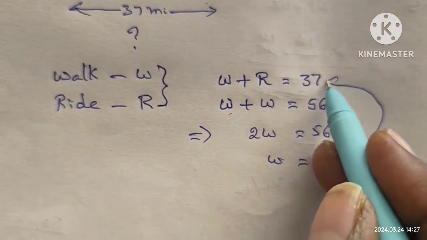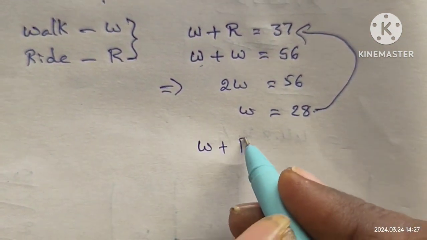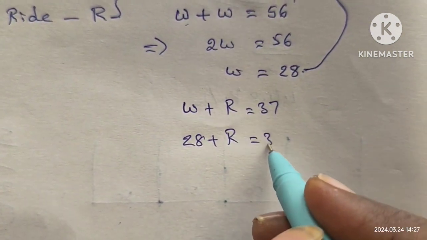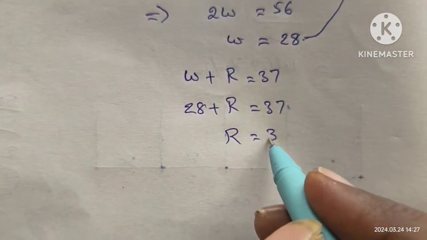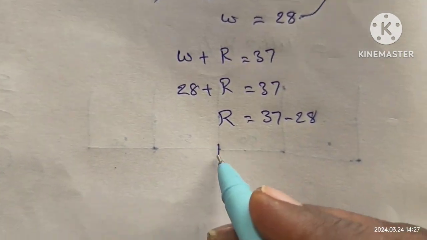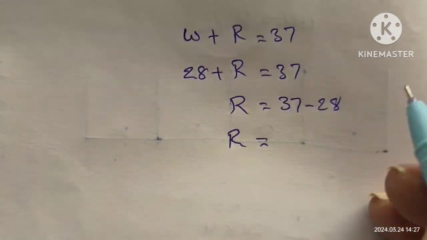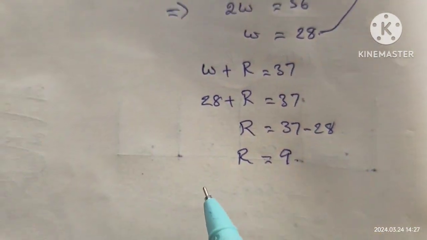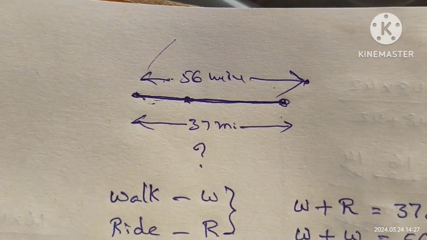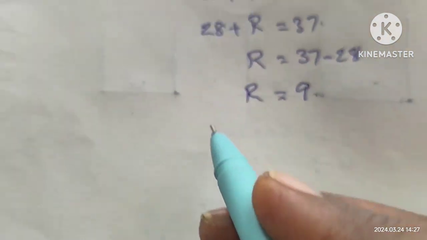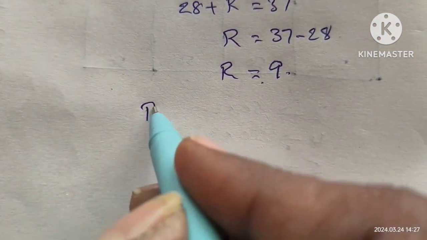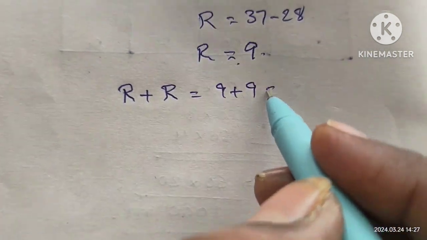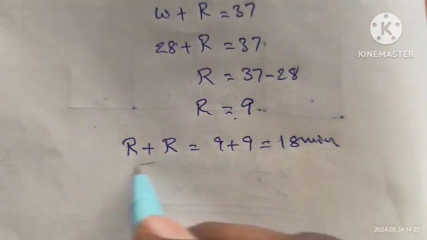Substituting the value in the first equation, W plus R equal to 37. Then 28 plus R equal to 37. Then R equal to 37 minus 28. Then R equal to 9. Now they are asking, if he rides both ways, then what time will he take? So both ways by riding means R plus R is equal to 9 plus 9 equal to 18 minutes. That is the sum.